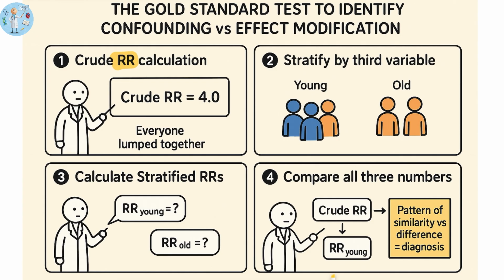Perfect. So what's the test? It's four core steps. Step 1, you calculate the crude relative risk. That's for everybody, all mixed together. Let's say we get a crude RR of 4.0. Looks like a big risk.